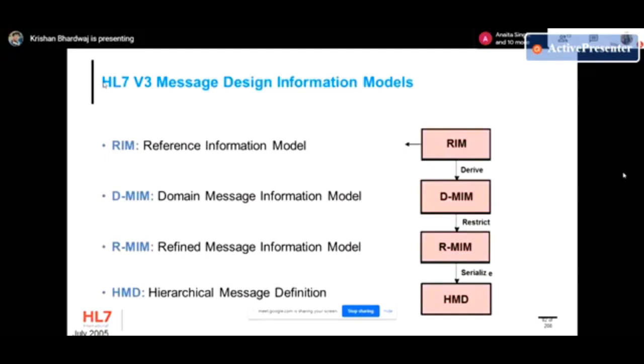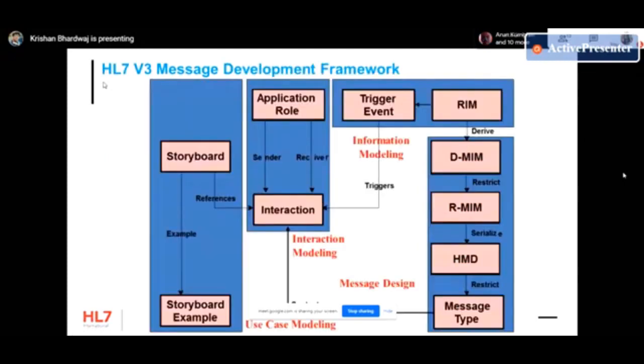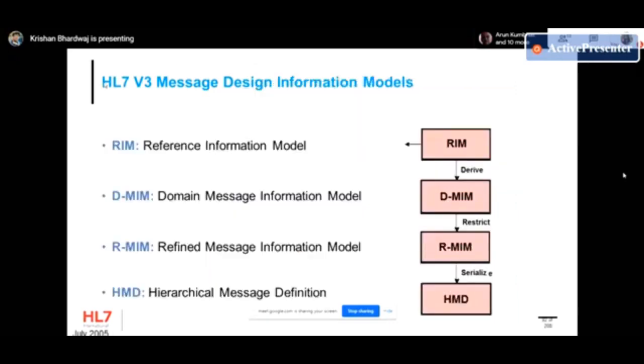Basically, these are the different information models which come with version 3. The HL7 version 3 standard provides a reference information model. We call it RIM. Then, let us say I'm developing an application for NHA using version 3. For that particular domain, I can derive the information model from the standard. I can collect all the data required for a claim from the reference model. So it will become a derived domain message information model. I call it DIM.